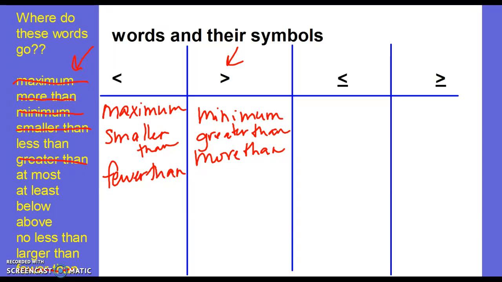Now, the next ones are a little bit trickier. At most. If I say you can eat at most 3 pieces of candy, that means you could eat 3 pieces of candy or smaller than that: 2 pieces, 1 piece, but you can't go higher than that. So at most means less than or equal to.